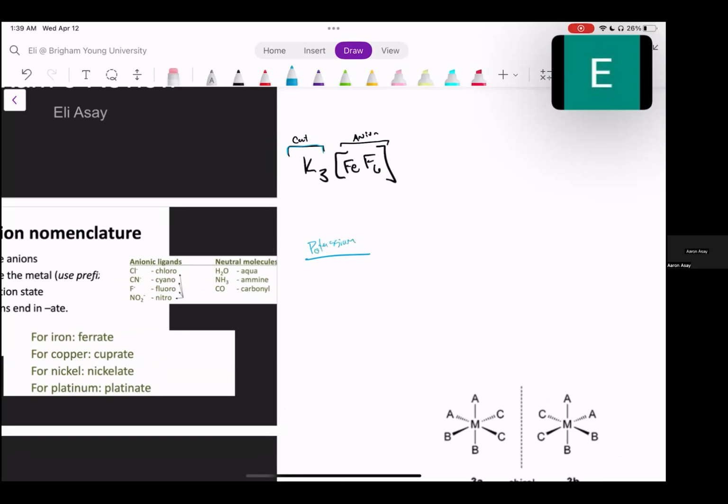And we don't have to add the tri here. This is just due to the rules of ionic naming. We do not have to add the tri to the potassium.